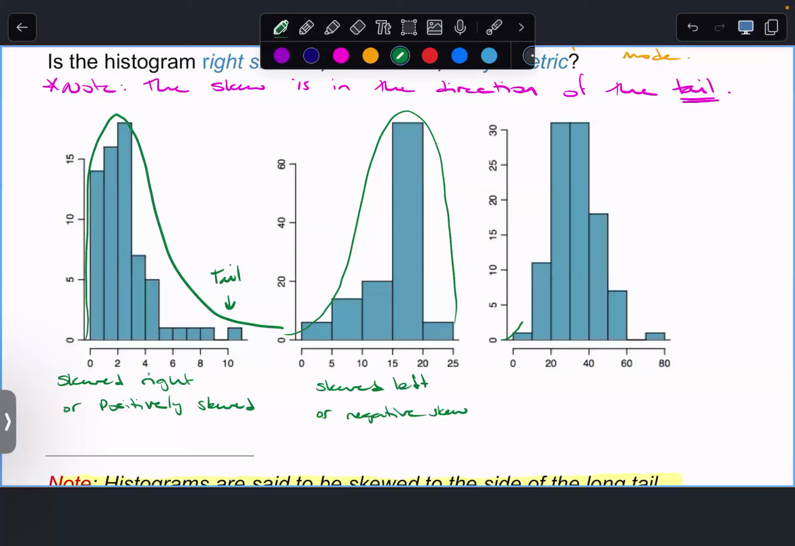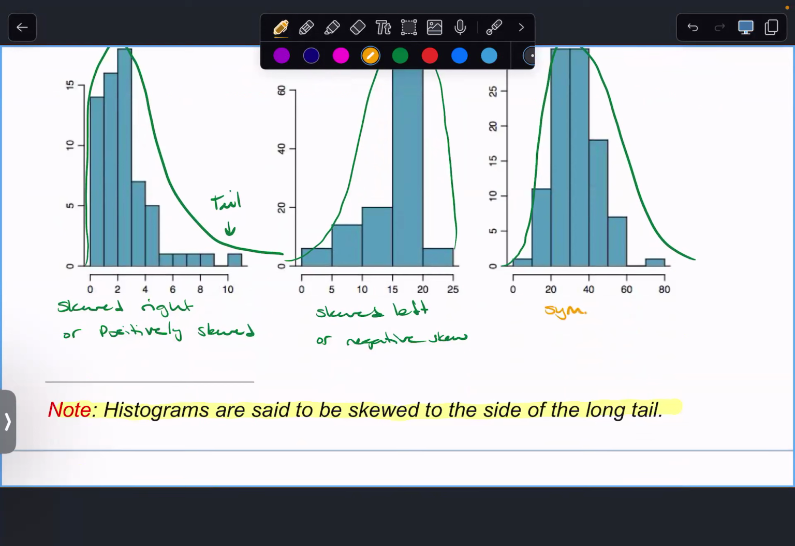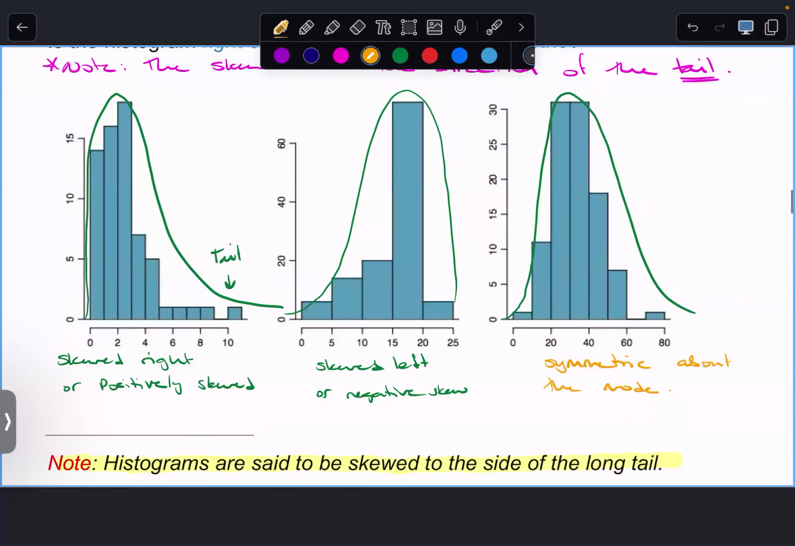Now, for this last one, it would be pretty picky of me to pick a skew in this case because it looks to be relatively symmetric about the mode. Okay. And so here, I would say this is symmetric about the mode. Roughly. Right, there's some leeway there.